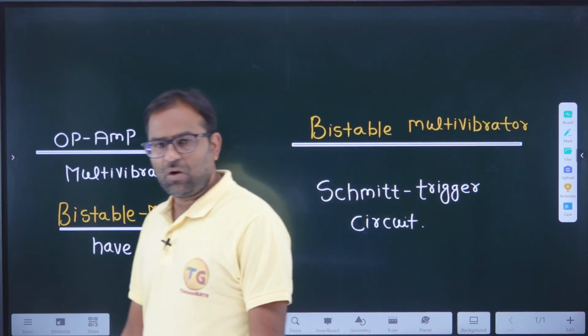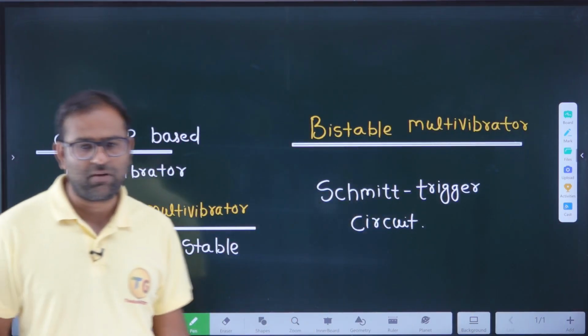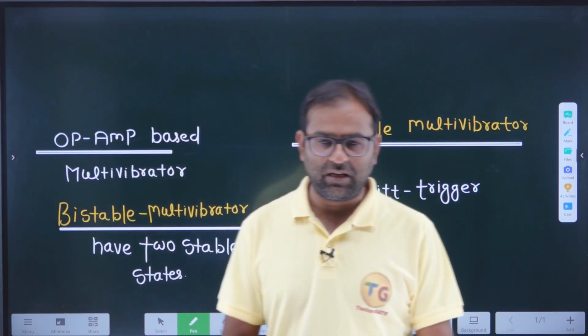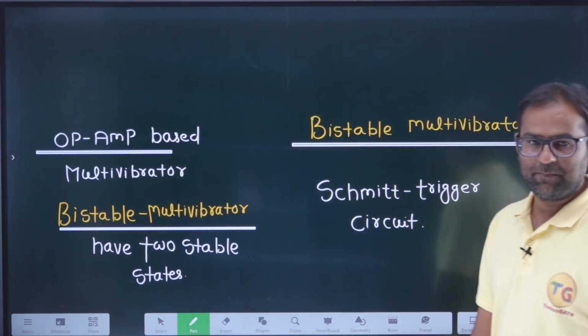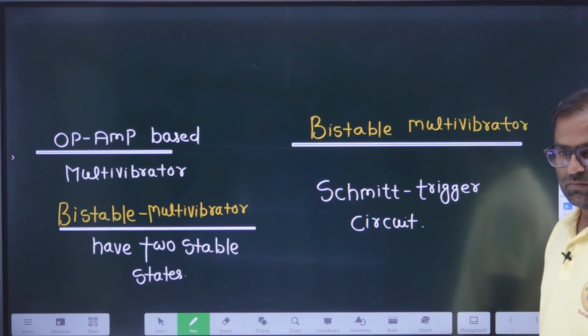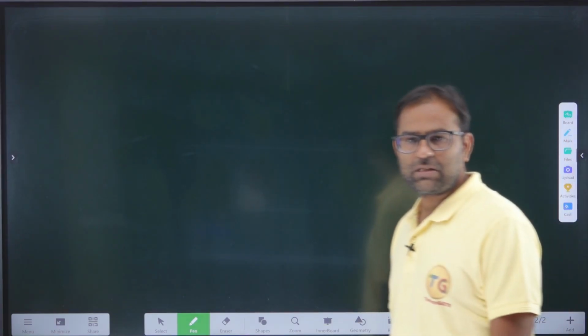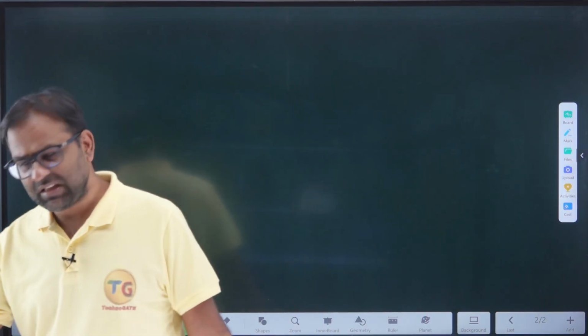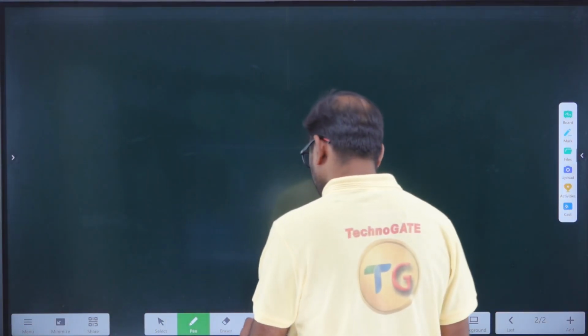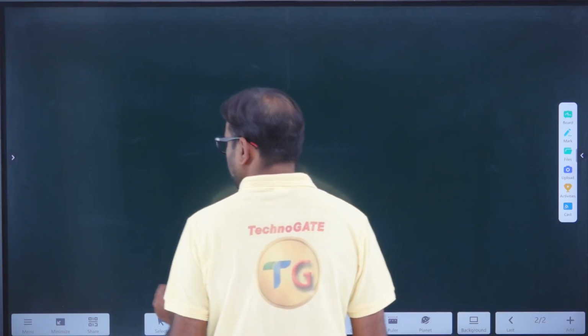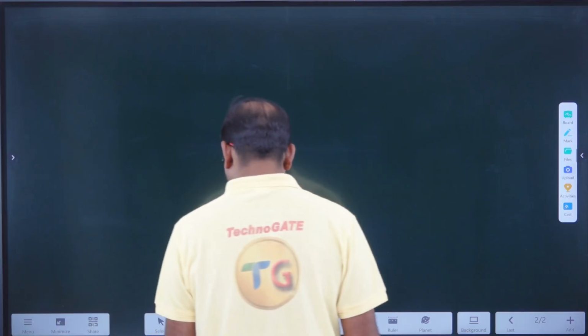Now let's see how we can analyze this circuit. Here we want to analyze the circuit, and let's see how. Let's go to the next page. The next page has the circuit diagram of this bistable multivibrator.